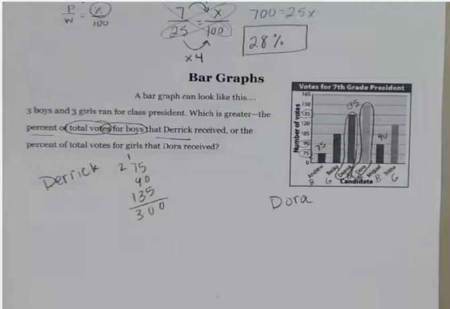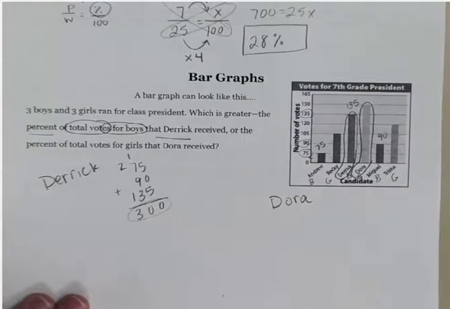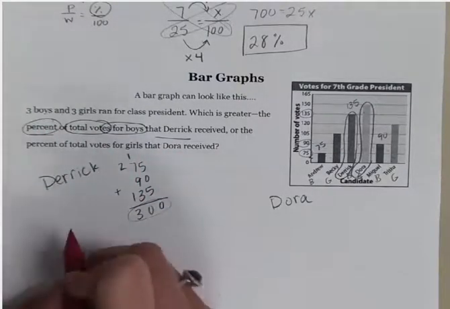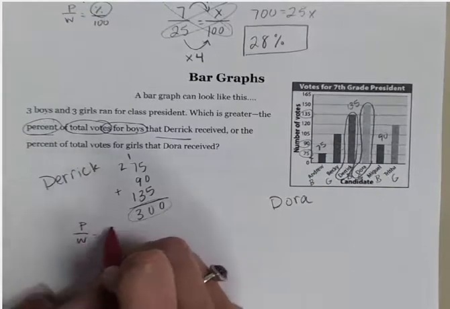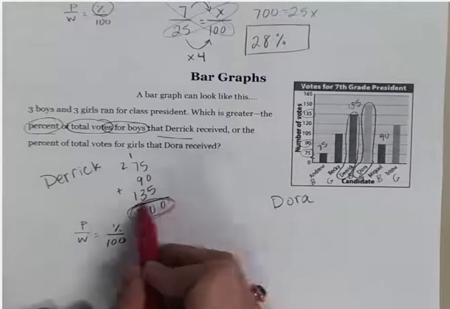Alright, I got 300. There were 300 votes from boys. Since we're looking for a percent, we're going to do part over whole is equal to percent over 100. I know my total votes for boys is 300.